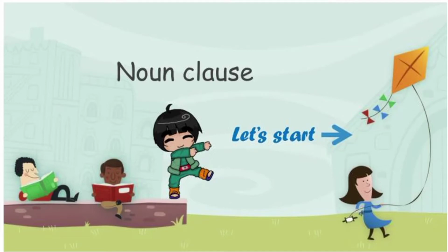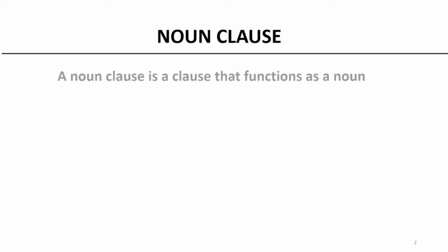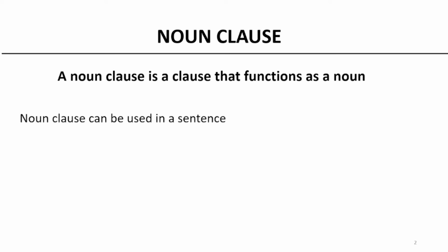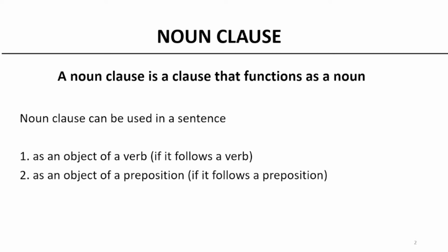Let's start. What is a noun clause? A noun clause is a clause that functions as a noun. A noun clause can be used in a sentence as, first, an object of a verb, second, an object of a preposition, and third, as the subject of the sentence. Okay, so let's look at each of the functions here.